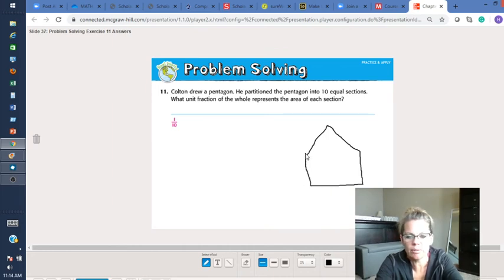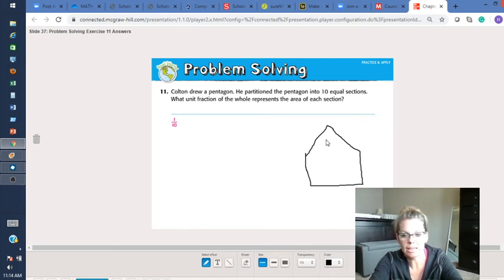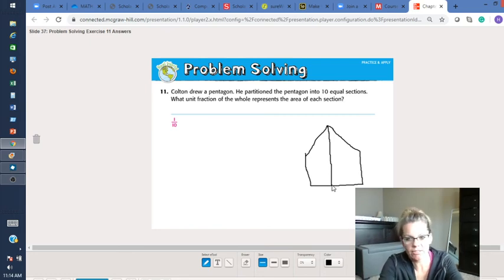Okay, we know that if it was 10 sections and we had one of those, the unit fraction would be 1/10. But I wonder how we could divide this into 10 equal pieces. How do you think we could do that? What if we just divided it in half like this? Those 2 pieces would be the same. I don't know how we're going to divide it into 10 pieces. Because if I go like this, are those pieces the same?